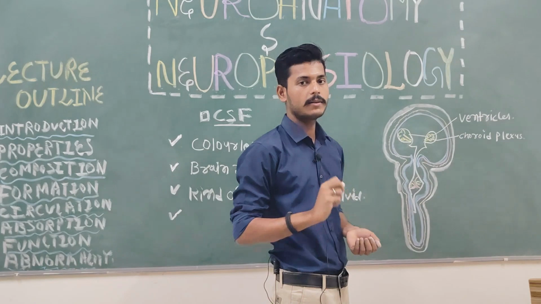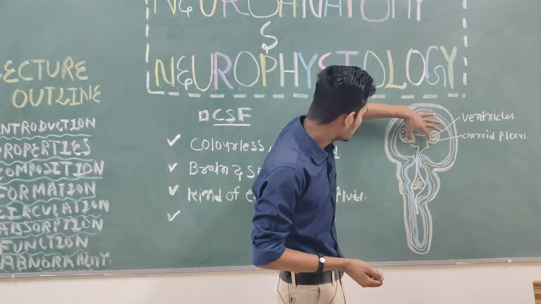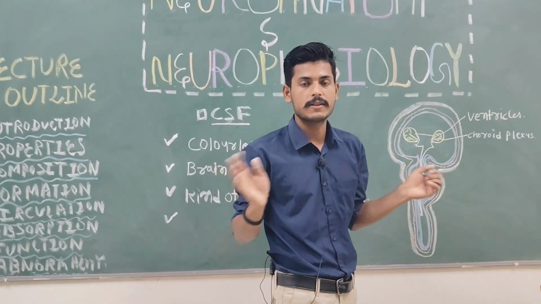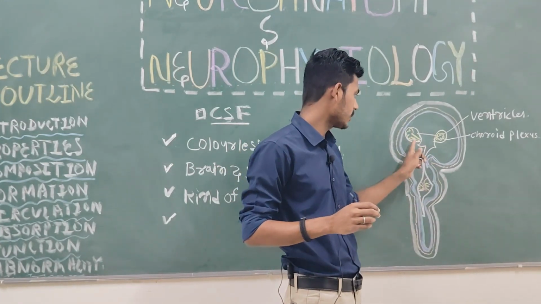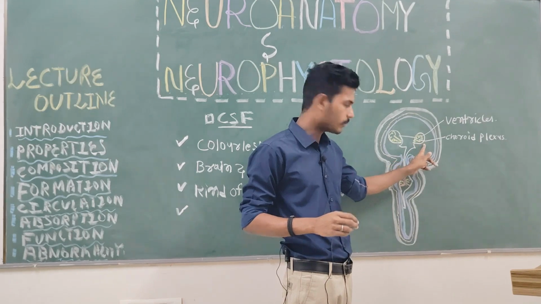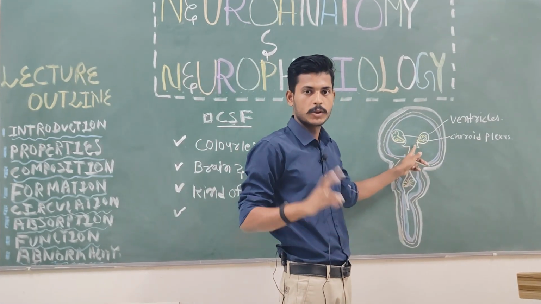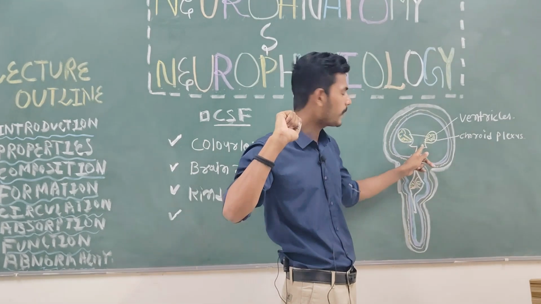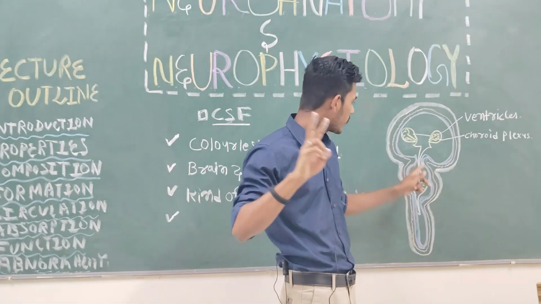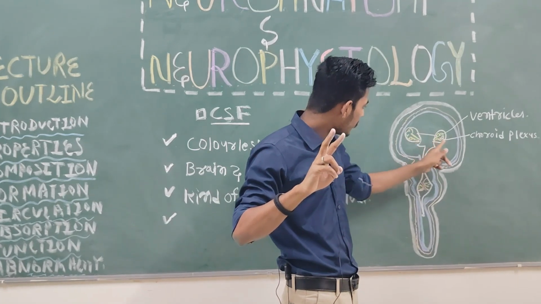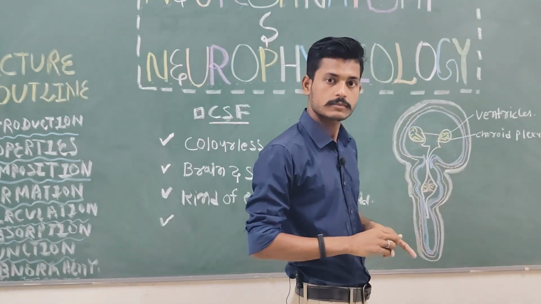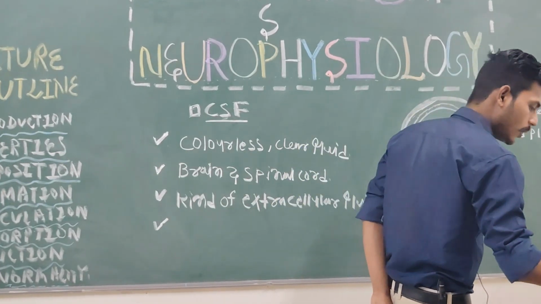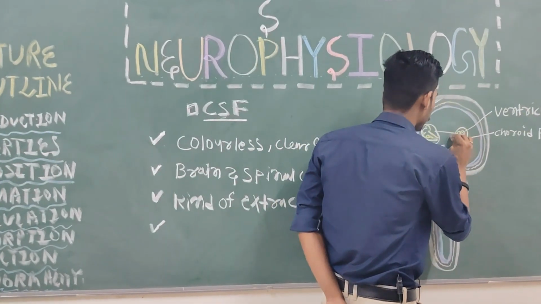Now you have 4 ventricles. How many ventricles do you have? 4 ventricles. These 2 ventricles are termed the lateral ventricles. This is the first ventricle, the second ventricle, and this is the third ventricle. So how many ventricles do you have? Yes, 4 ventricles, 2 of them lateral ventricles. These lateral ventricles communicate with the third ventricle via one window, here is one window.